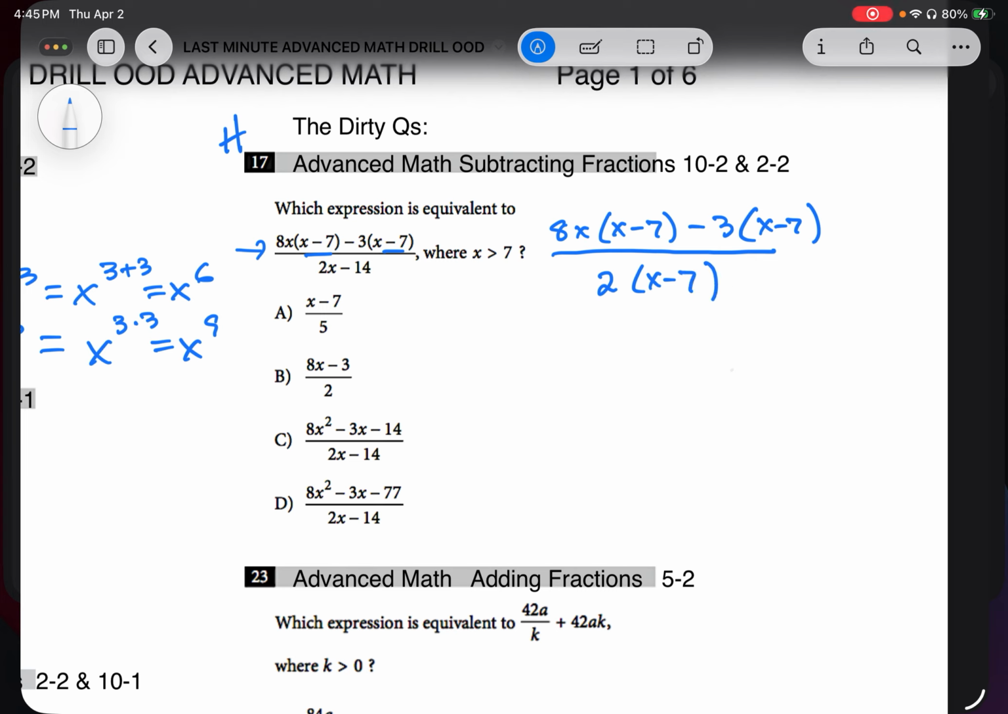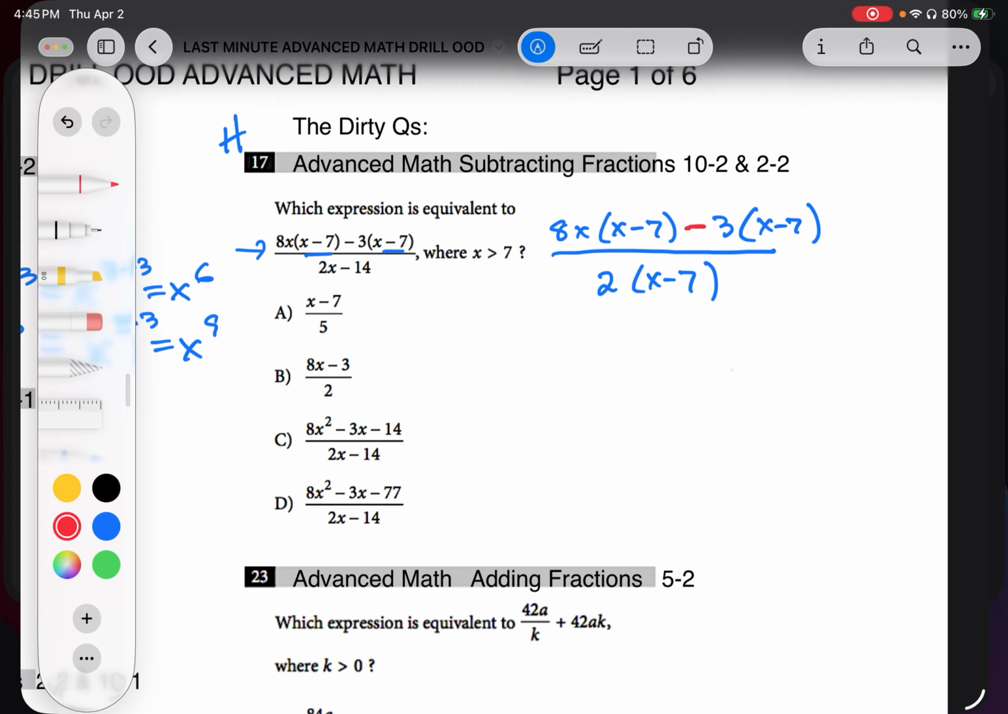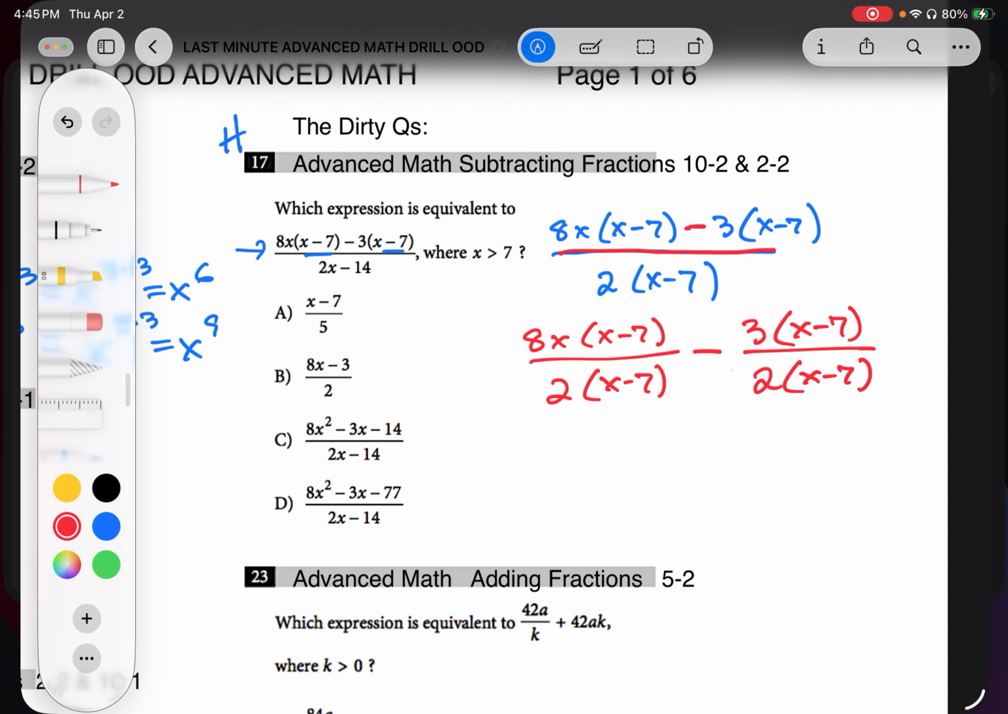All right. There's a rule in math that we may have forgotten, but let's see if we can figure it out. Let me change the color. You see how you have that minus, but they're sharing the same denominator? So I could write this as 8x times x minus 7 all over 2 times x minus 7 minus 3 times x minus 7 all over 2 times x minus 7. That's the same thing as having it all sit over 2 times x minus 7, where I don't have to repeat it twice, or I can write it that way.